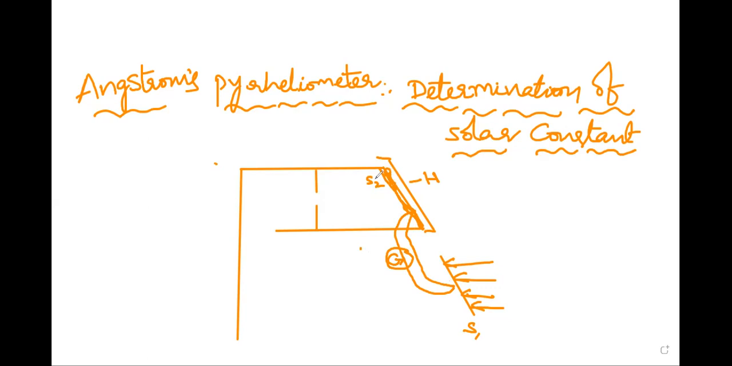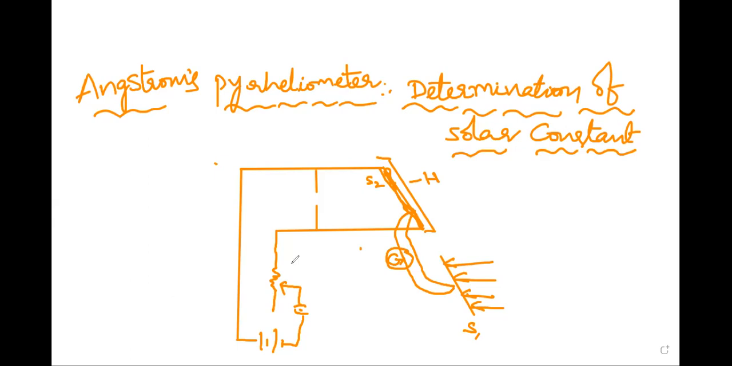The strip S2 is heated electrically with the help of an electric circuit. We can draw this electric circuit. So this strip S2 is heated electrically with the help of this electric circuit.